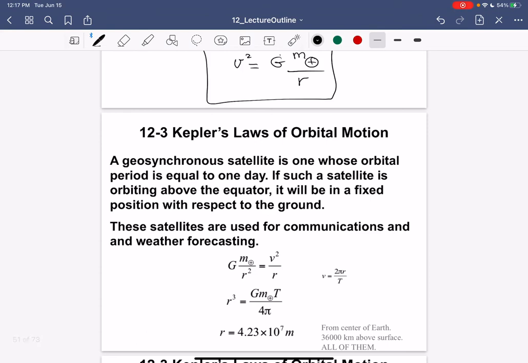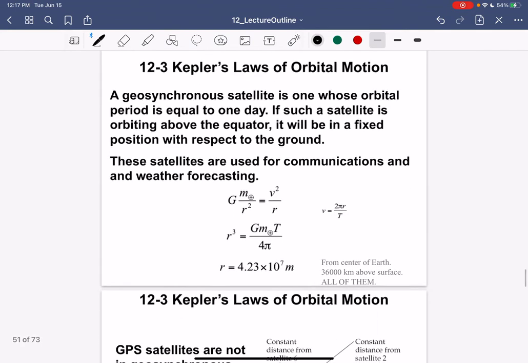Now, I will say here, again, a geosynchronous satellite is one whose orbital period is equal to 1 day, which is synchronized with the rotation of the Earth. If such a satellite is orbiting above the equator, it will be in a fixed position with respect to the ground. They are used for communications and weather forecasting. Then we can calculate the value of that radius for that velocity to be, from the center of the Earth, 36,000 kilometers above the surface.